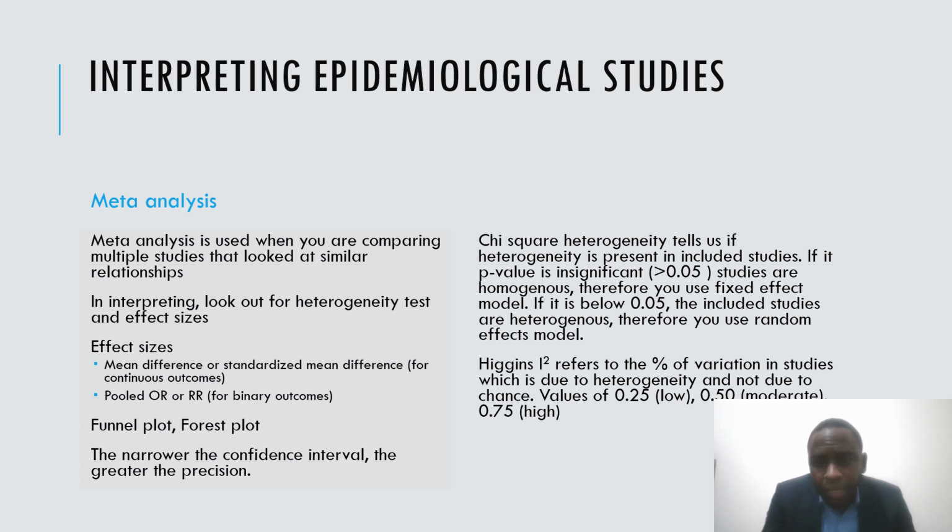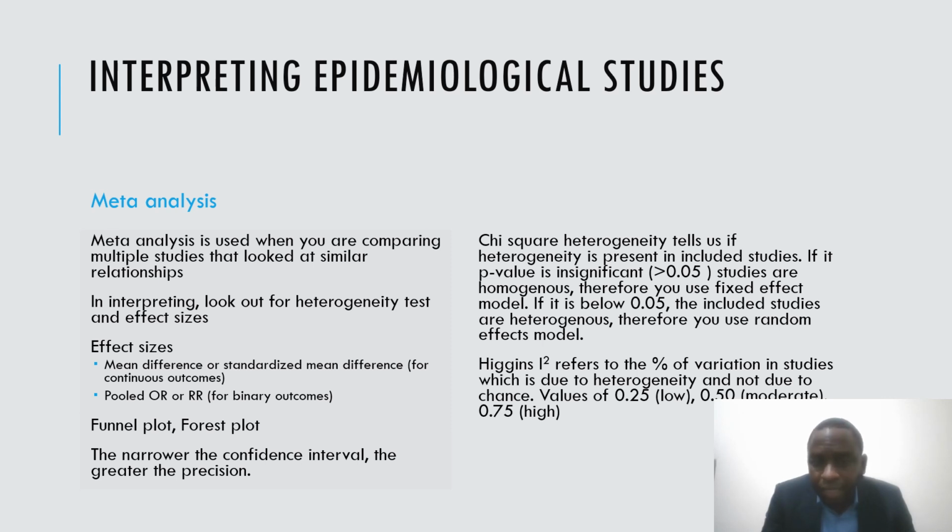Now the chi-square test of heterogeneity tells us whether the studies are heterogeneous or they are not, and it stops there. It doesn't tell us the amount of heterogeneity in those studies. So for us to know the amount of heterogeneity, we need to look at the Higgins I-square test. We can do the Higgins I-square test if the chi-square test of heterogeneity is below 0.05.